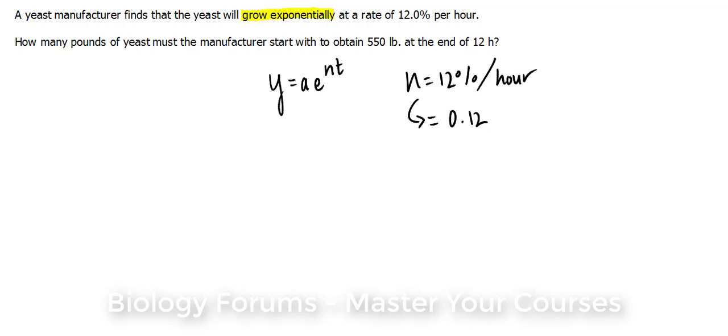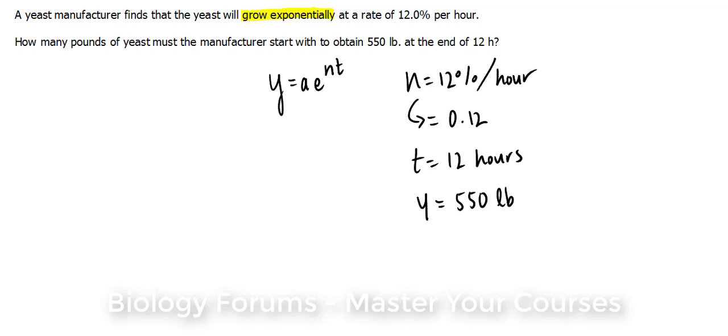Additionally, they've also given us the time. Time is 12 hours, and luckily for us, the units of time agree with the units of the rate, so that's one less step for us, because otherwise we would have to convert the rates. We've also been provided the end point being 550 pounds. So that will represent your y, 550 pounds.